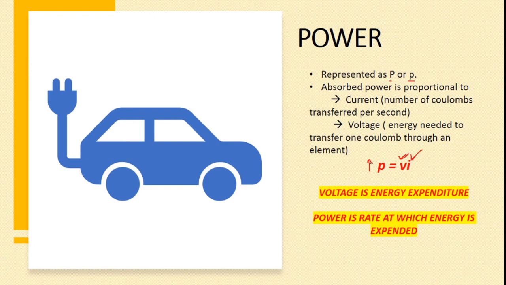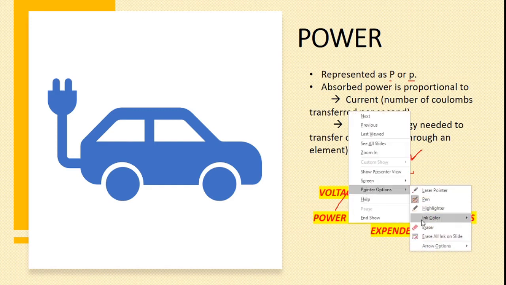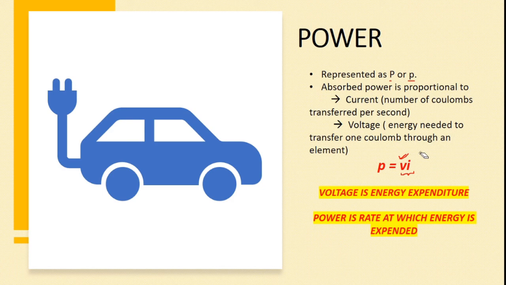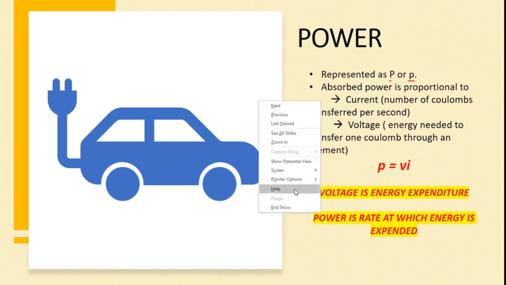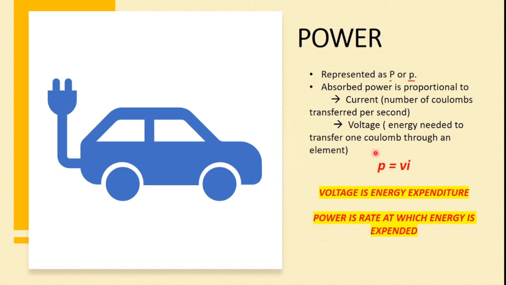So V is the accumulation of charges, which means I have very high energy. I is the speed at which I run, which means charges are in motion. When I combine the two terms, the product of V and I, that is what we call power. So power is nothing but the rate at which energy is expended. Fine. So P is equal to V into I. This is the relationship between voltage, current and power.